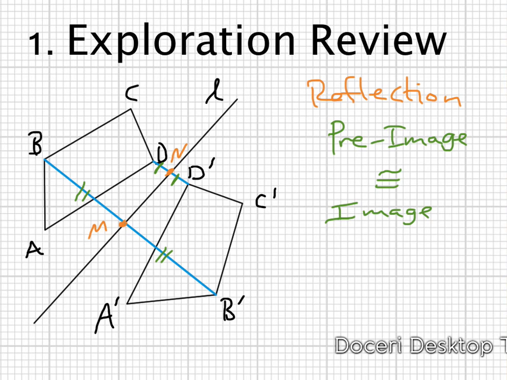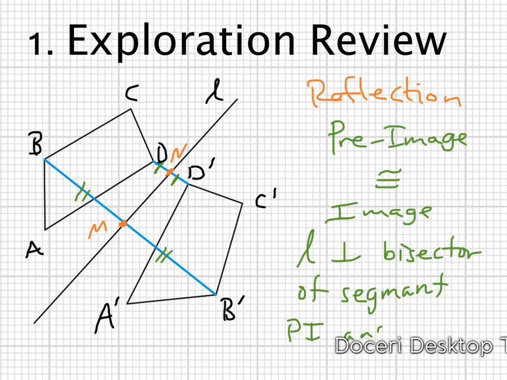And so from here, you would know that L is the perpendicular bisector of a segment that connects the pre-image and the image. So whatever two points you connect that are the same, similar point, the segment gets bisected by the line of reflection at a perpendicular angle. So these angles are right angles, and they bisect each other, or the line bisects the blue line.